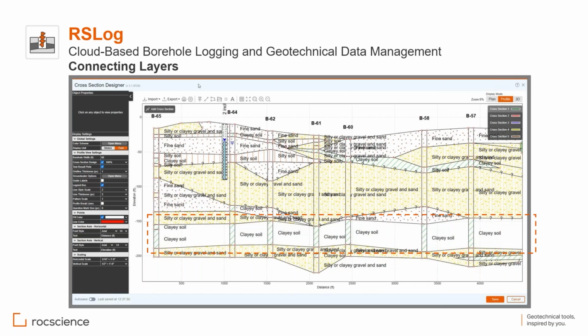Okay, so now we jump into how to connect layers together. In this example, you see we've gone ahead and just connected layers together based on the soil descriptions or based on the default hatch patterns or representation of the soil types on the stick logs. And here I want to show you that, as I mentioned before, we don't do things automatically.